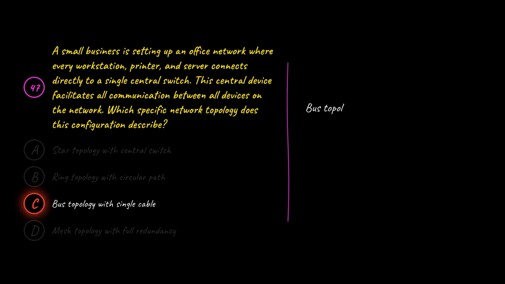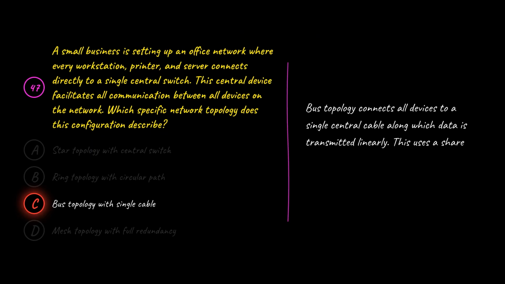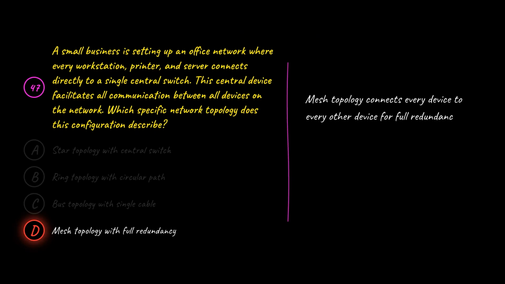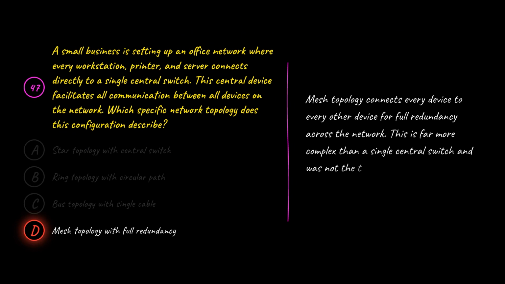C is wrong because bus topology connects all devices to a single central cable, along which data is transmitted linearly. This uses a shared transmission line rather than a central hub or switch as the connection point for devices. D is wrong because mesh topology connects every device to every other device for full redundancy across the network. This is far more complex than a single central switch and was not the topology described in the business scenario.